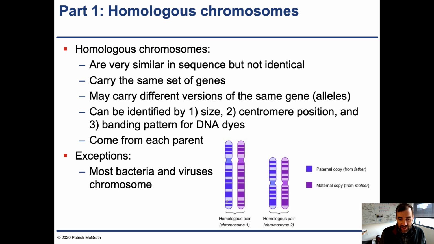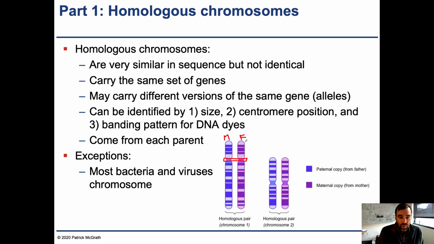They usually have pretty much the exact same size. They usually have the exact same banding pattern. And I say usually because there are some genetic disorders that are known to change this. But normally these chromosomes would be the exact same size, have the exact same banding pattern, and they'd also have the exact same centromeric position. And the idea is that one of these came from your mother and one of these came from your father, and that's why you have two.